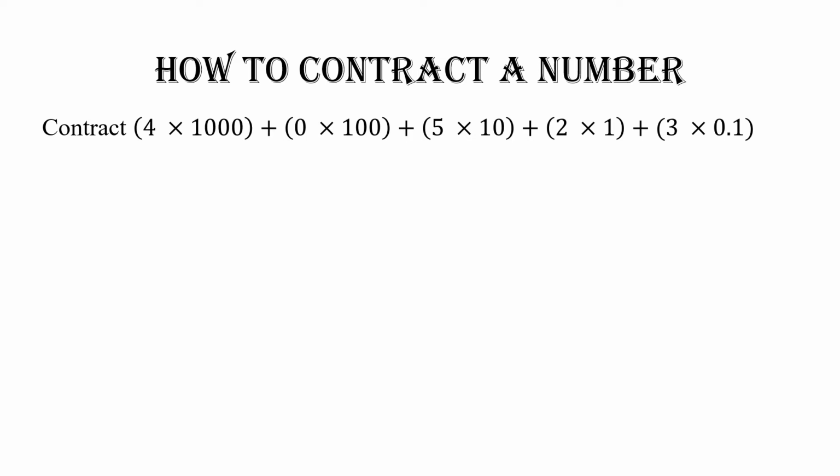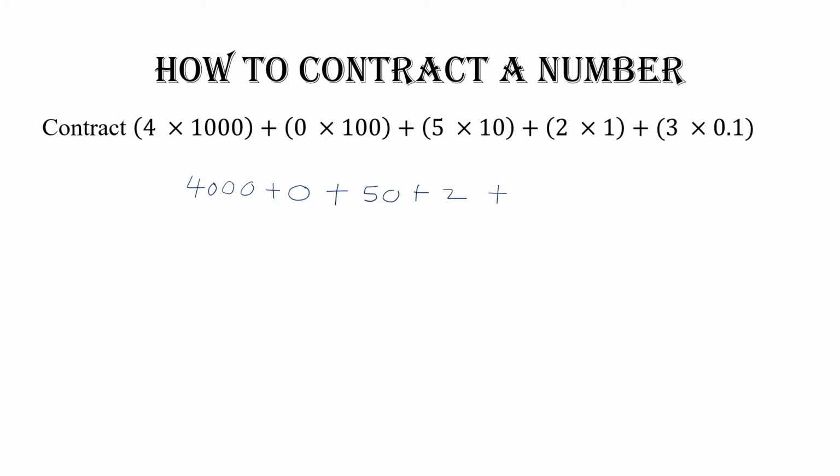So 4 times 1,000, we compute now. So we just solve that. That is the same as 4,000. So that's 4,000 plus 0 times 100 is 0. Plus anything multiplied by 0 is 0. Plus 5 times 10, that will give me 50. Plus 2 times 1, that will give me 2.